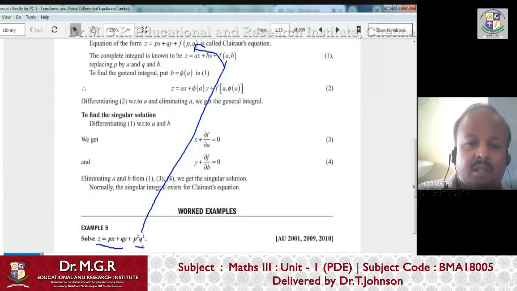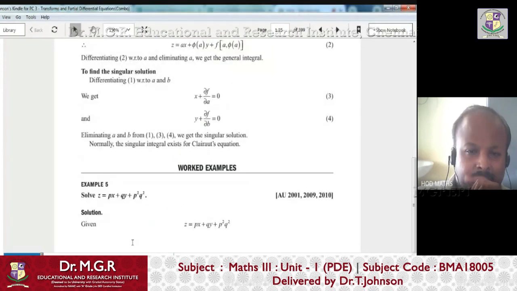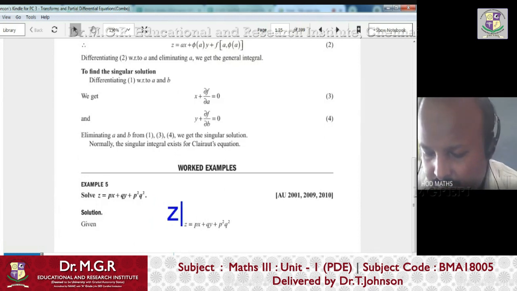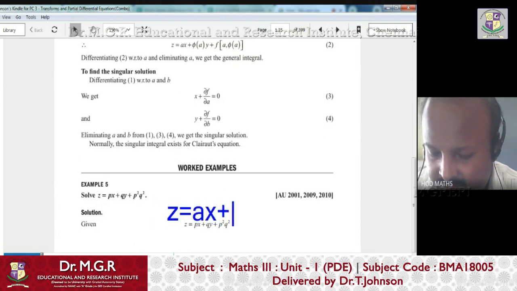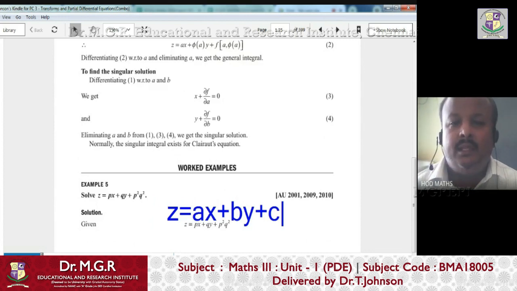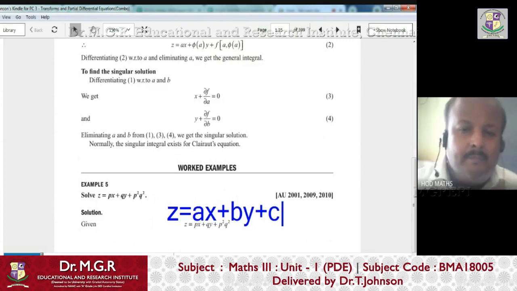Clairaut's form PDE. Now, how to find the complete solution for this? Here finding the complete solution is very simple. Here also we have to make the same assumption. The solution should be of the form z equals ax plus by plus c. We have to assume that the solution of the type 2 PDE is of the form z equals ax plus by plus c. But we can't call this a complete solution because it has three arbitrary constants.